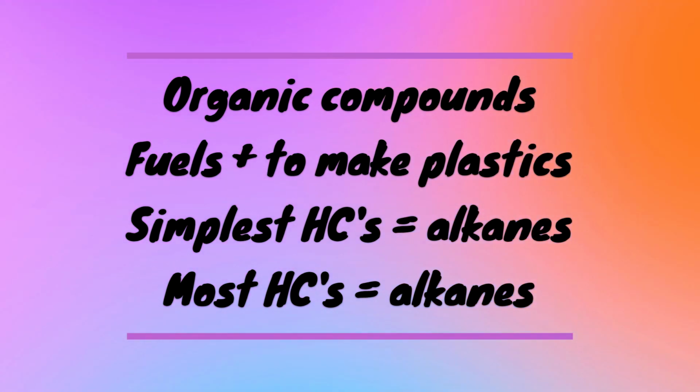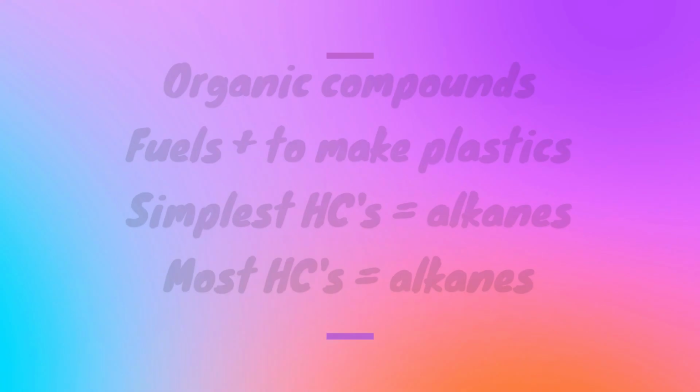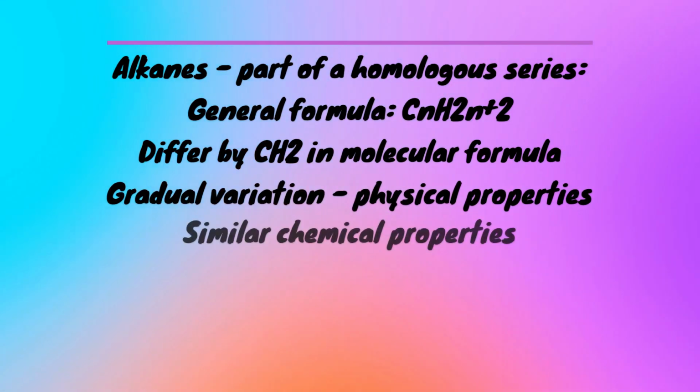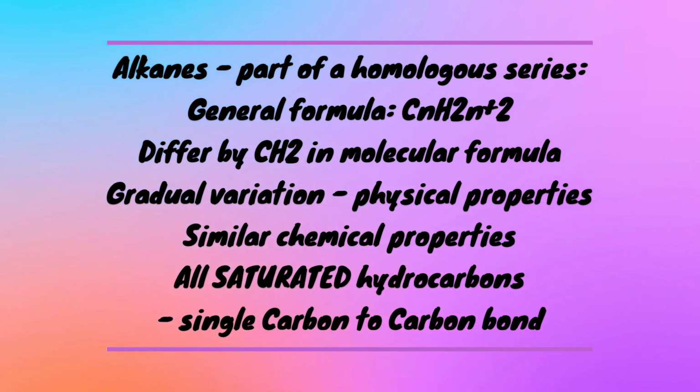Simplest hydrocarbons are called alkanes, and the large majority of hydrocarbons are alkanes. Alkanes are part of what we call a homologous series. That means that they have the same formula, which you need to learn is CnH2n+2. That means they differ by CH2 in their molecular formulae. So that is, for example, CH4 when you write out the formula of an element or compound.